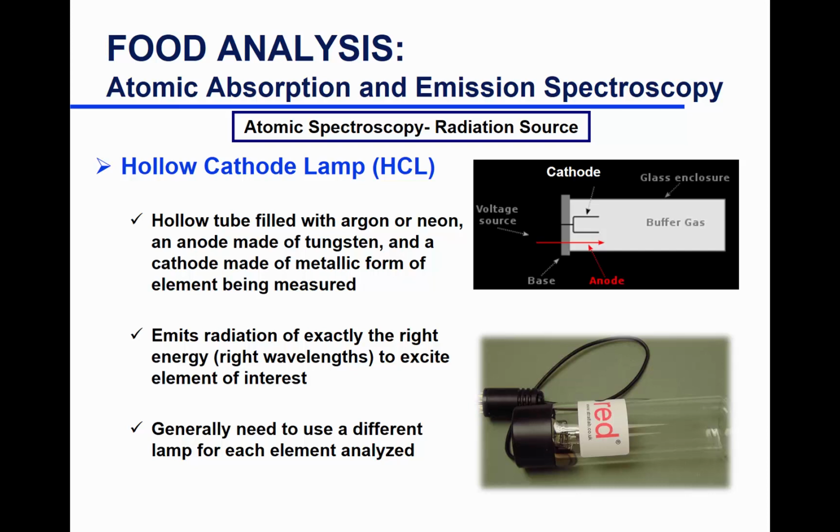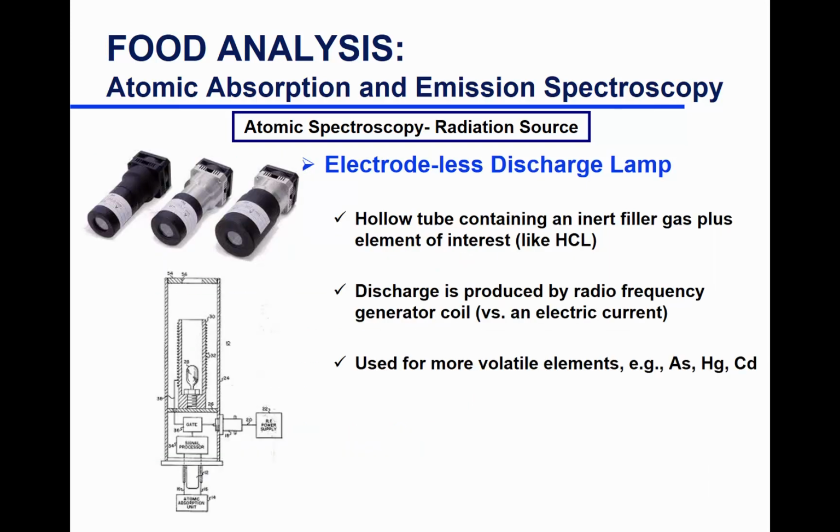Sometimes a calcium and magnesium lamp, for example, has both cathodes in it, the calcium cathode and the magnesium cathode in the same lamp. Other lamps have only one cathode. For example, the lamps that you're going to use in the lab have only either iron or calcium, so you have to change them in between analyses. This is a less common source of energy. It's electrodeless, so there is no voltage in this case.